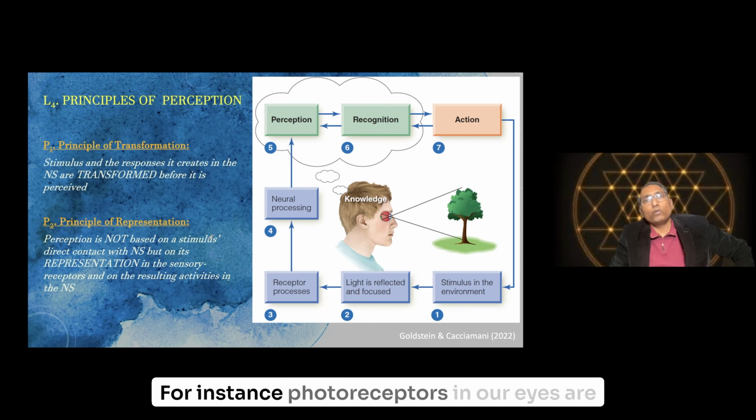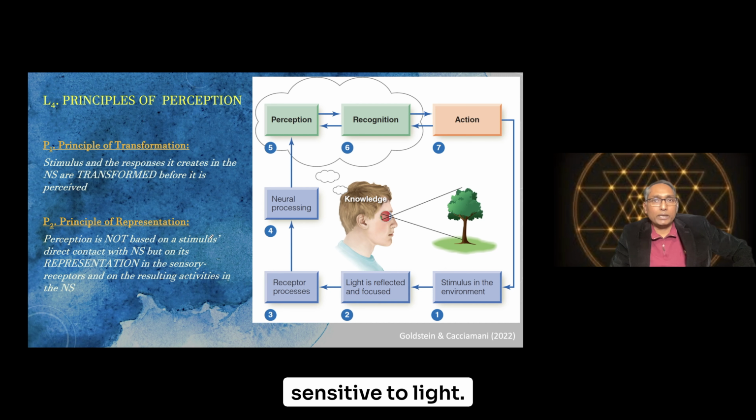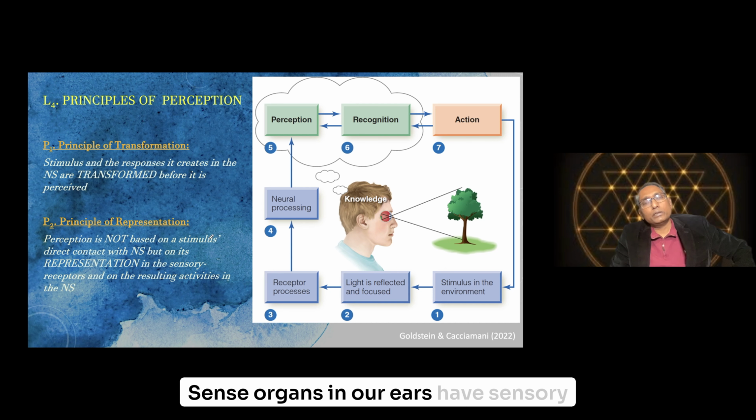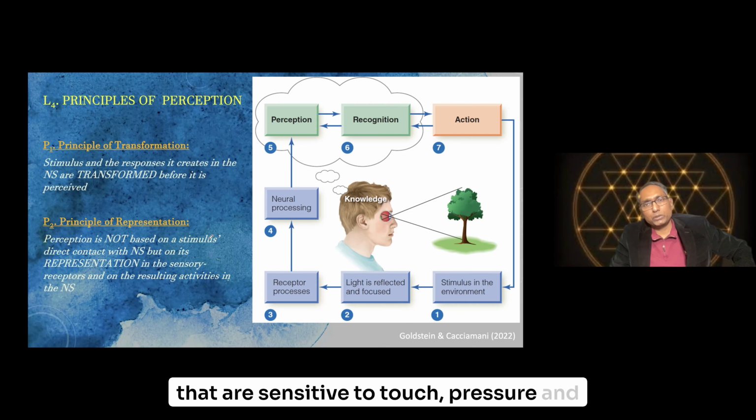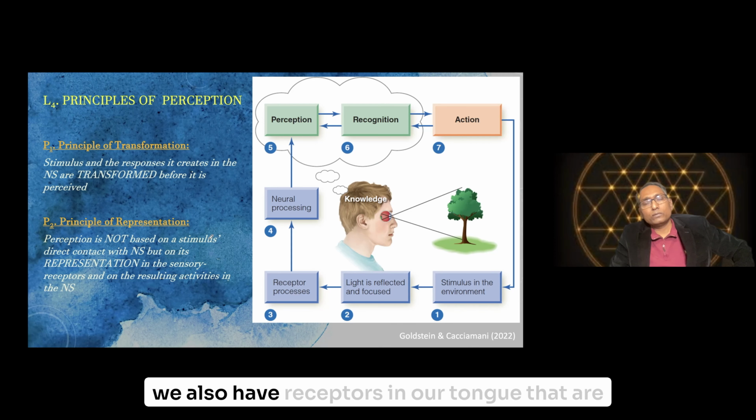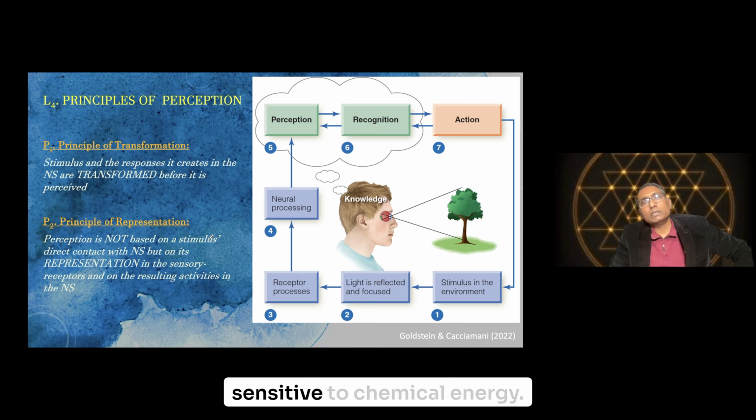And these sensory receptors are specialized neurons that are sensitive to energies of different kinds. For instance, photoreceptors in our eyes are sensitive to light. Sense organs in our ears have sensory receptors that are sensitive to sound. Along the same lines, we have skin receptors that are sensitive to touch, pressure, and temperature. We also have receptors in our tongue that are sensitive to chemical energy. Similarly, in our nose, receptors are sensitive to chemicals.